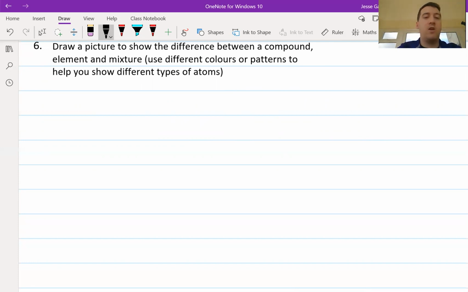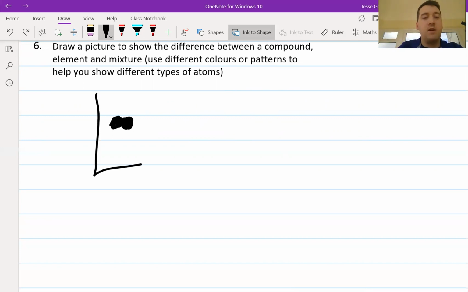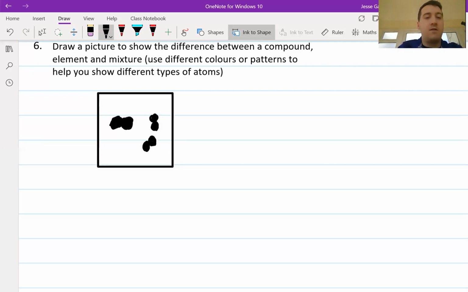Right, so we're going to use different colors. So I'm going to use different colors here. Okay, so I'm going to use black. Here is going to show me, I'm going to put them in a container. I like to use containers or boxes to show containers. I'm going to keep it a bit neater, so I'm going to keep a nice neat box. And this here is showing me, this is an element.